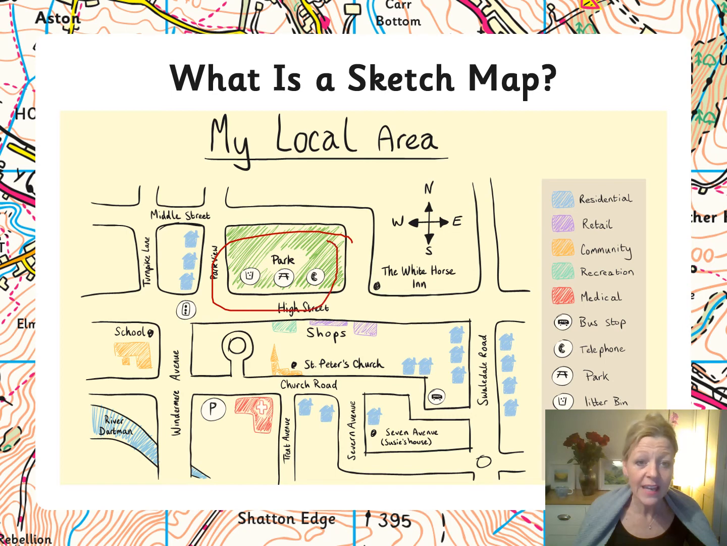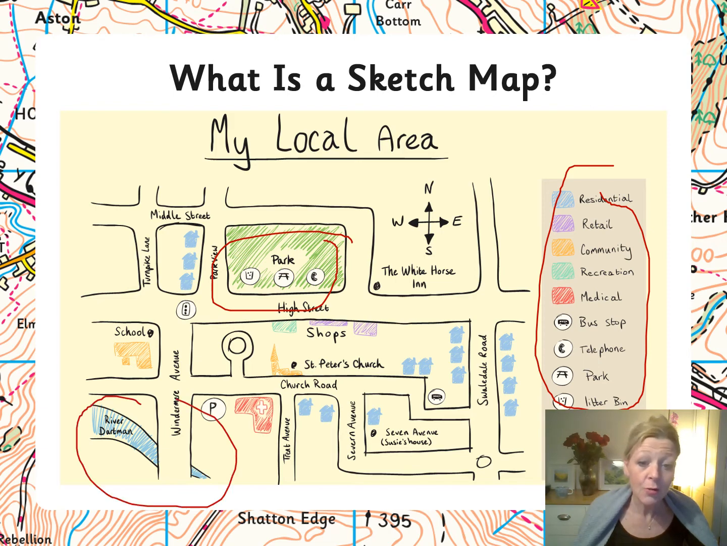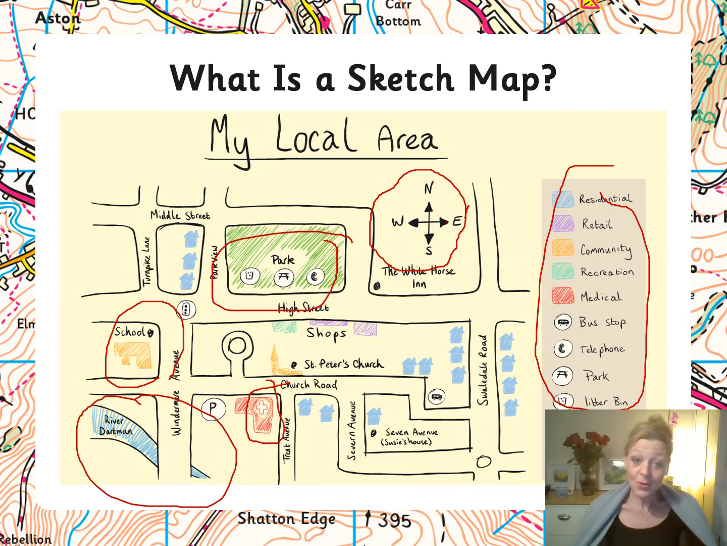It's still got the key. Here's the key, sorry. We've still got the key. You've still got the park, which is green, and the blue river. And here's the medical centre and the school over here. So it's all still here. And here we go, the compass rose. It's all on there. It's just to include as much detail as possible, but it's been drawn and coloured in.